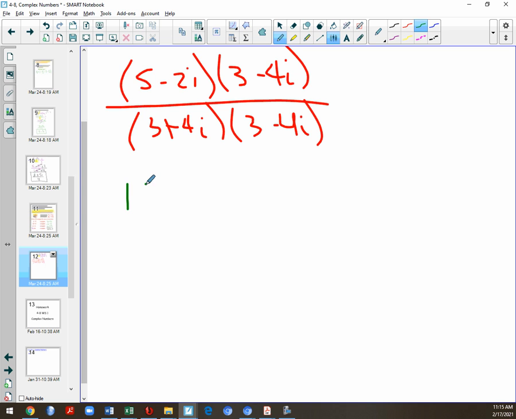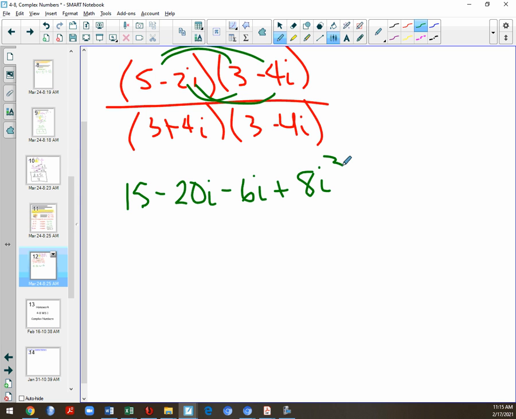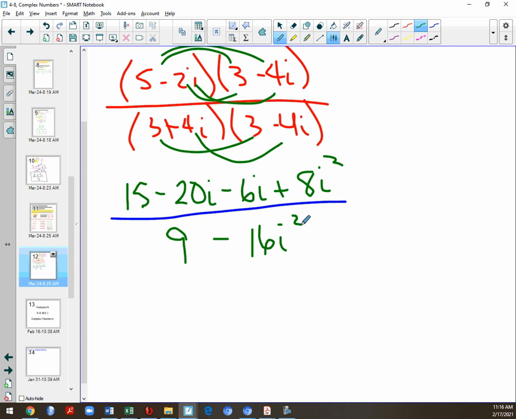So 5 times 3 is 15. 5 times -4i is minus 20i. Inner gives me minus 6i. And last gives me plus 8i squared. All over, now, whenever you multiply or FOIL conjugates, the inner and outer cancel. So all you have to do is the first, which is 9, and the last, which is minus 16i squared. That's all you have to do every time.